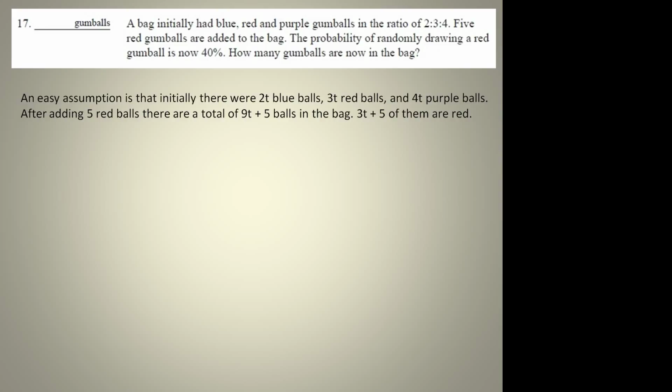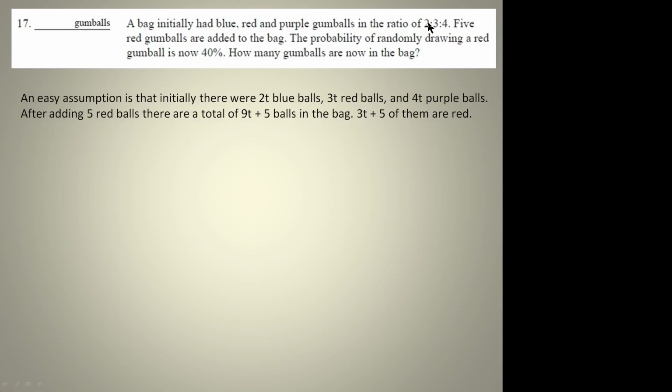An easy assumption is that initially there were 2t blue balls, 3t red balls, and 4t purple balls. So look at the ratio 2 to 3 to 4. This should tell you something. If the ratio is 2 to 3, that means the first part has 2 parts, then the second has 3 parts. So that means 2 to 3, or you can express it as 4 to 6 or 20 to 30.